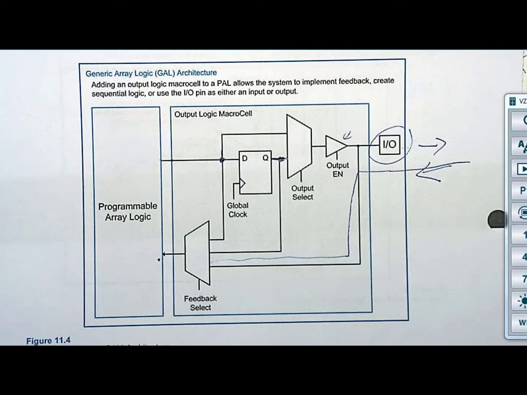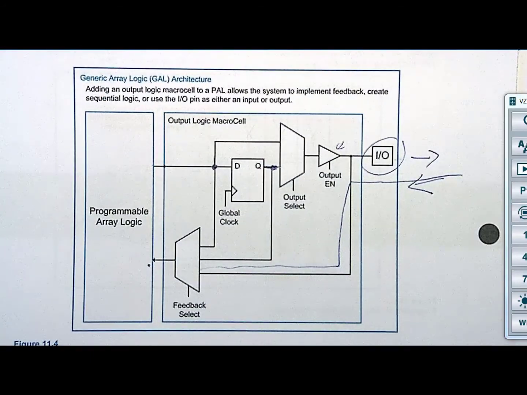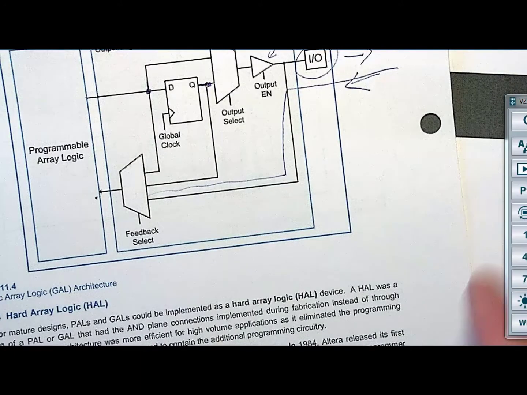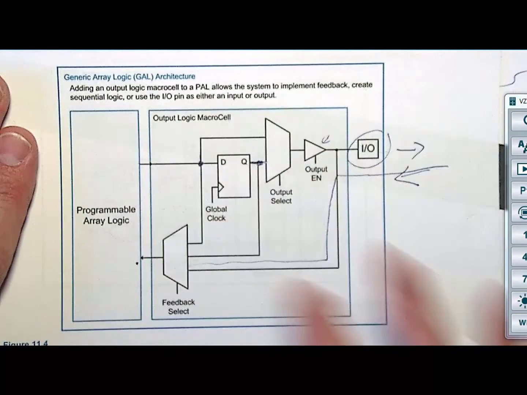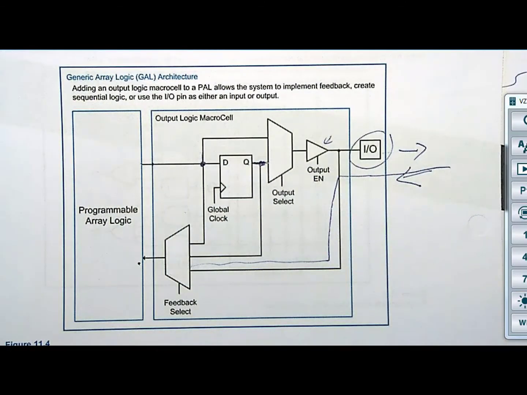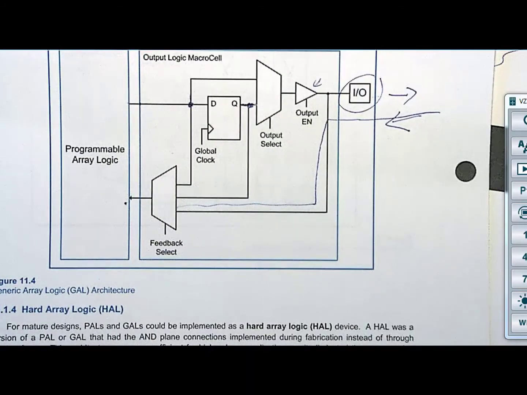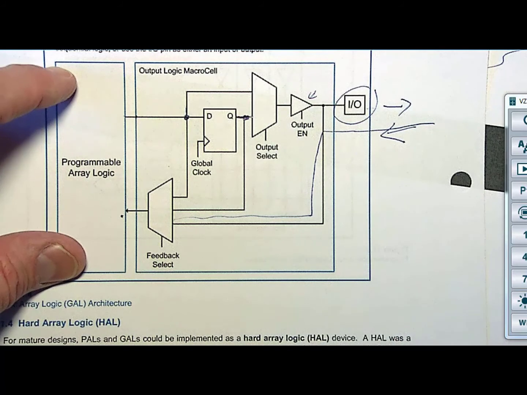If you're going to have a GAL, what else do you need? A HAL, obviously. Historically, a HAL existed also. The difference was that the GAL was all programmable, by blowing fuses. A HAL, which stands for hard array logic, was one that had the connections actually implemented during fabrication.